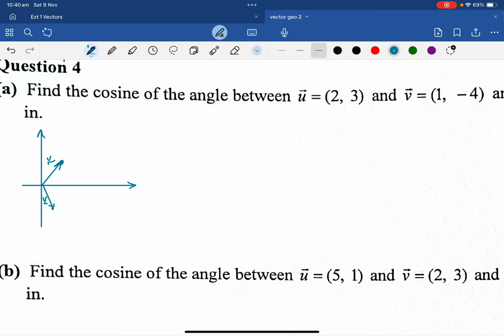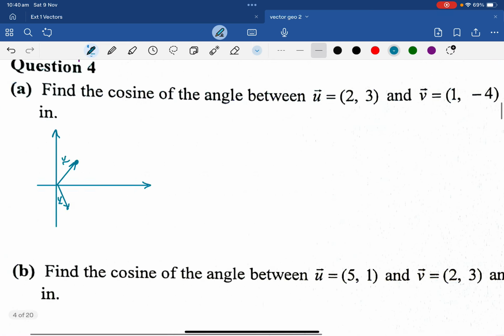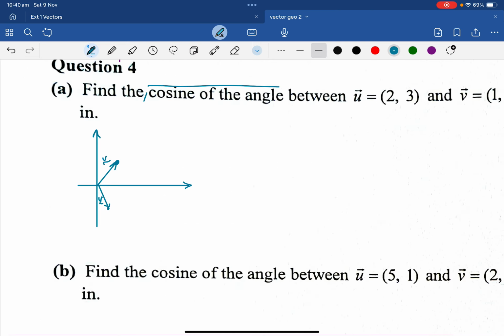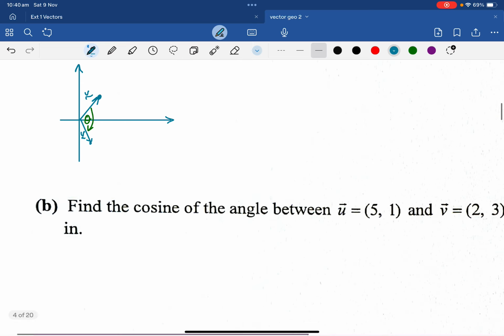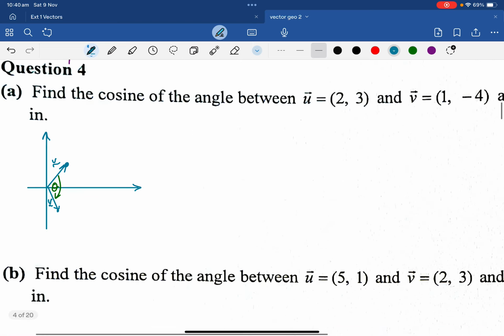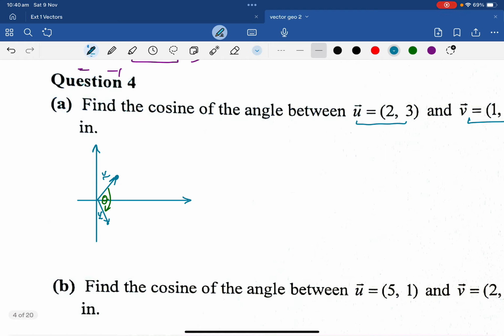Okay. And they just want, let's see the question. State which quadrant the angle lies in. Okay, they want the cosine of the angle between both the vectors. So, if I read it right, and my judgment's right, they just want this theta in between both of them. So, how are we going to find this theta? Well, I want you to remember that we were focusing on dot products all this time. Okay, and we have two vectors already.